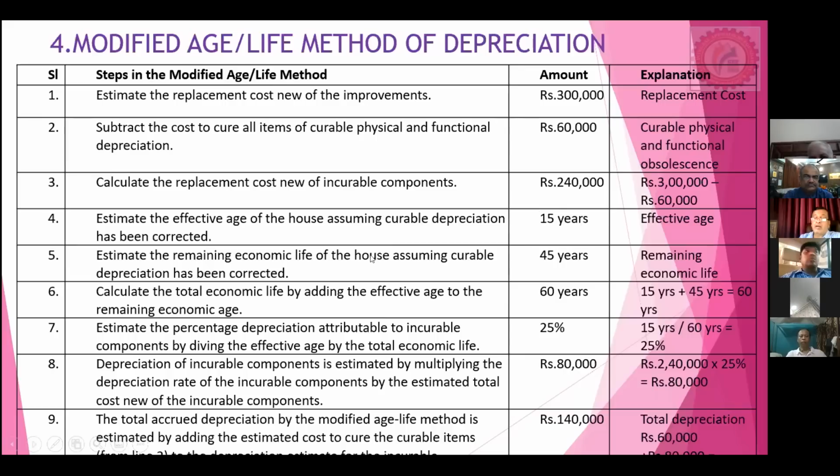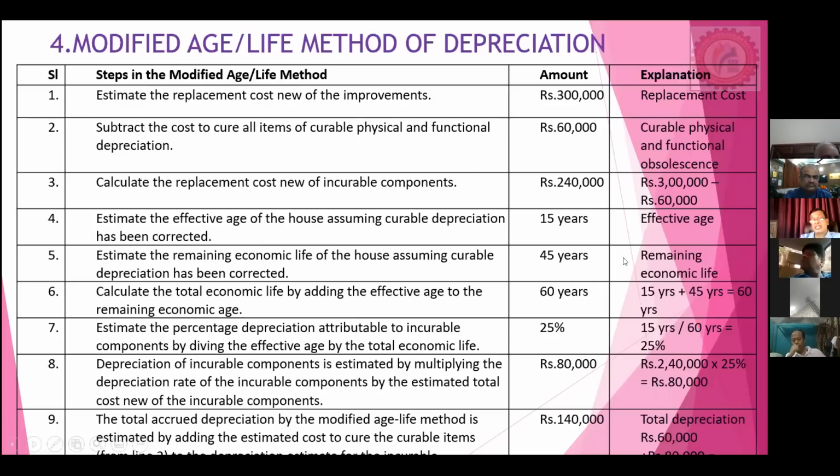Estimate the remaining economic life of the building. That is 45 years. Remaining economic life is 45 years and effective age is 15 years. Now the total life of the building is 60 years: 15 years plus 45 years. So now this is 60. Now estimate the percentage of depreciation attributable to the incurable components by dividing the effective age by the total age.